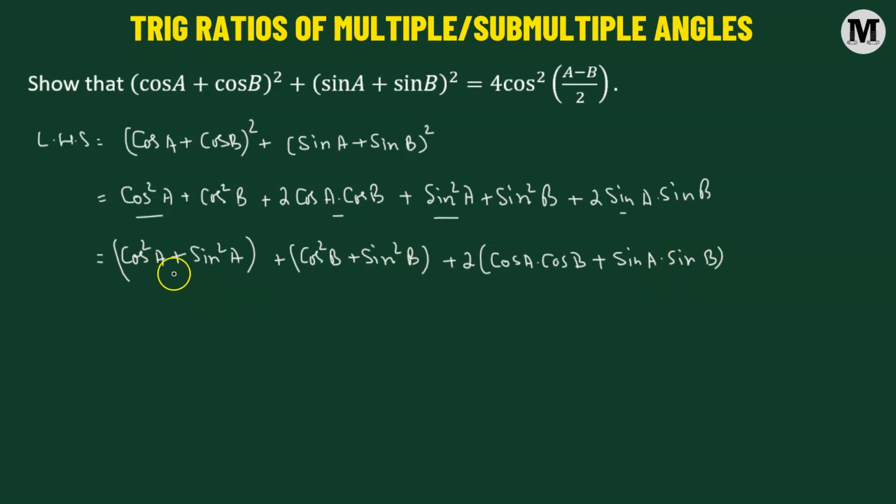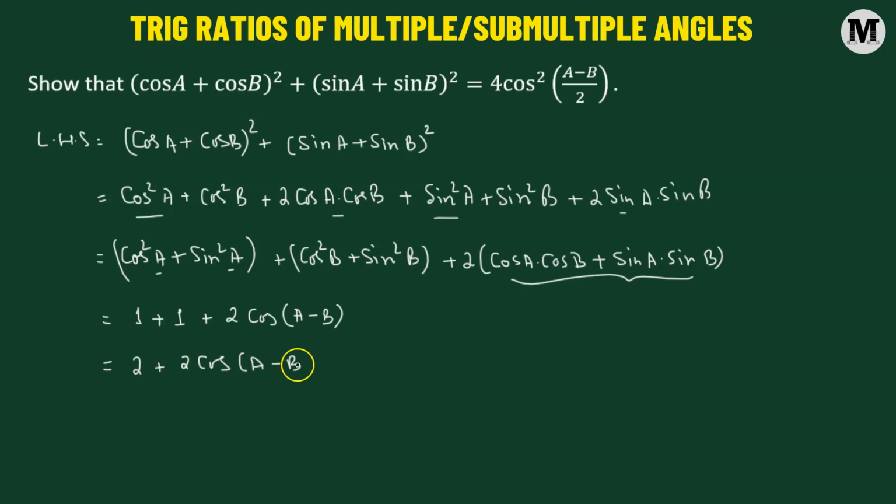Fine. Now cosine squared A plus sine squared A, this is a standard identity with a value equal to 1 for all values of the angle A. Similarly, cosine squared B plus sine squared B is going to be 1 for all values of B. And coming to the third term, 2 times (cosine of A cosine of B plus sine A sine B). Now this is also a standard identity. So this is the expansion of cosine of A minus B. Fine. Now that means we now have 2 added to 2 times cosine of angle A minus B.